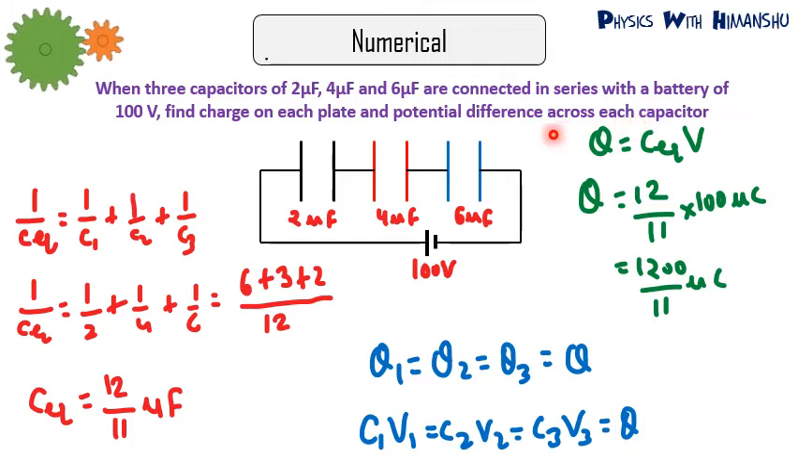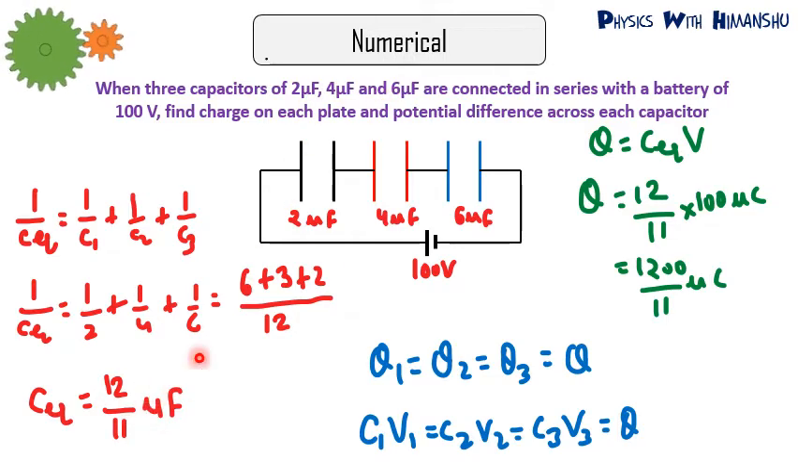Now, first we have to calculate equivalent capacitance. So 1 upon C equivalent will be equal to 1 upon C1 plus 1 upon C2 plus 1 upon C3. Putting value of C1, C2, C3, that is 2, 4 and 6, the LCM will be 12. So the equivalent capacitance will come out to be 12 upon 11 microfarad. Please remember to put micro if there is micro given in the question. Don't forget this micro, okay?